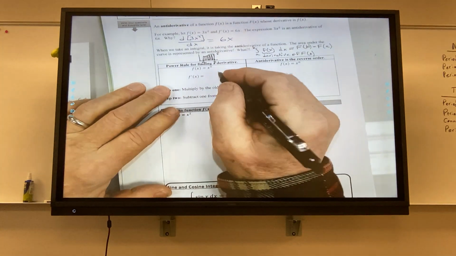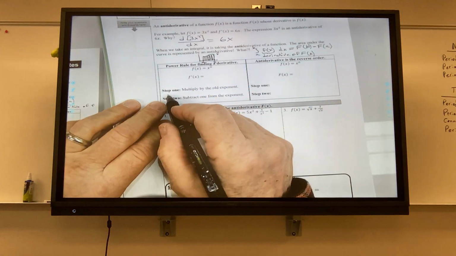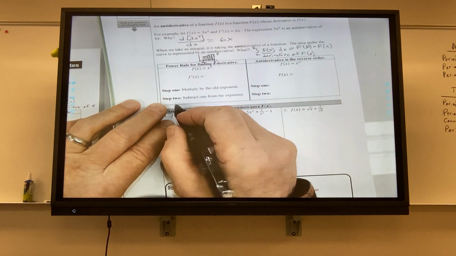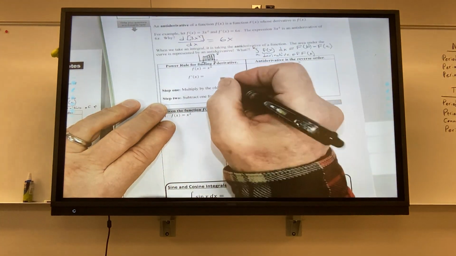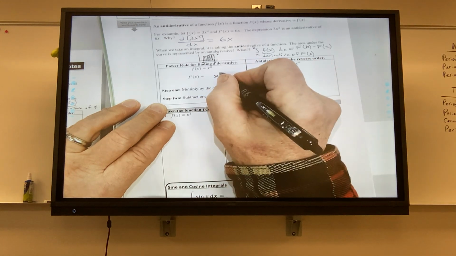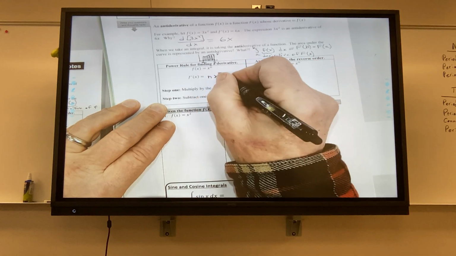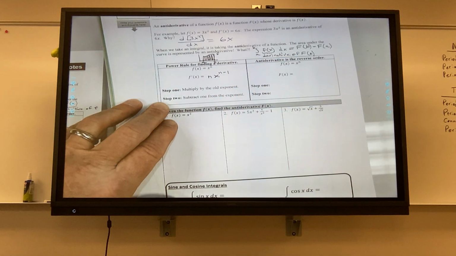Walker, do you remember the power rule? Yeah. So what it says right here, step 1, multiply by the old exponent, step 2, subtract 1 from the exponent. So this is x to the n, and what would I write here? It'd be the n in front of x, and that'd be n minus 1 on top. And you guys thought you didn't remember anything, okay?